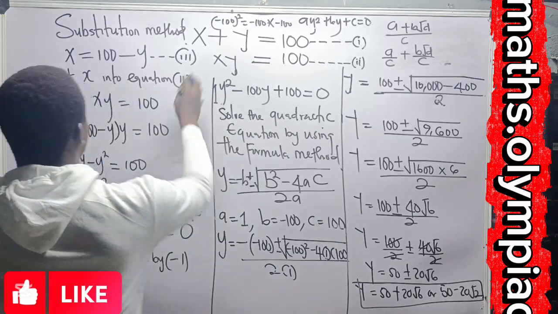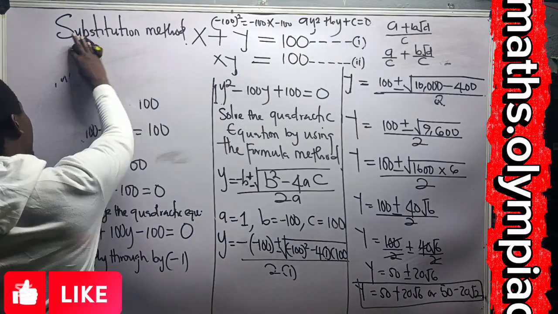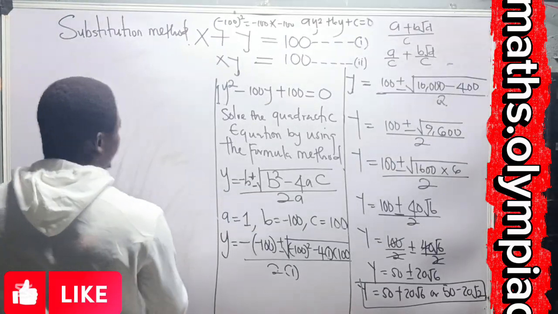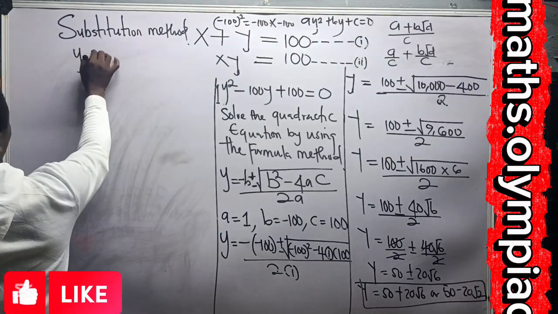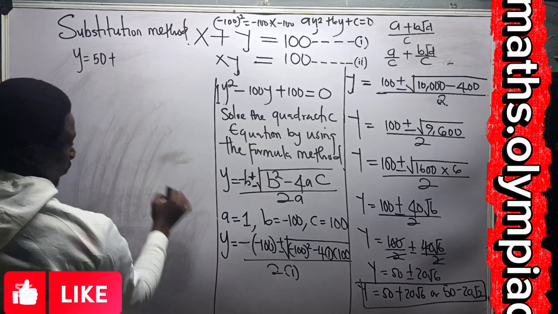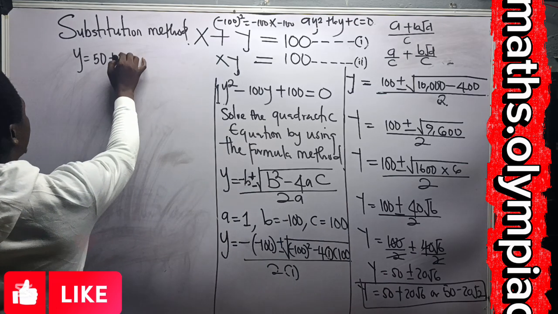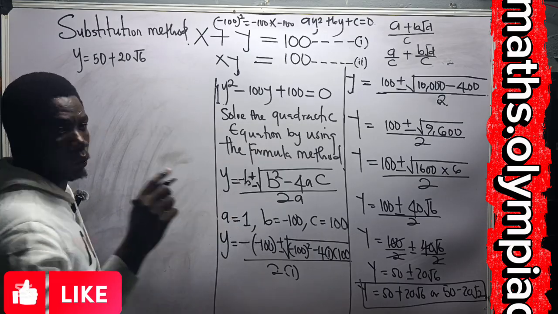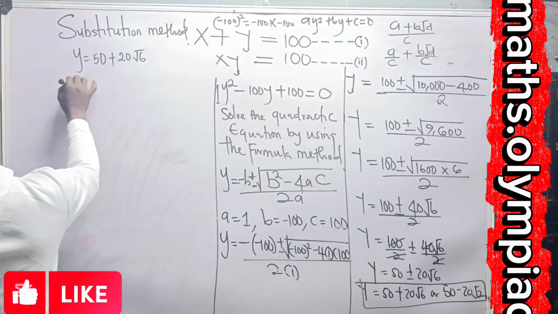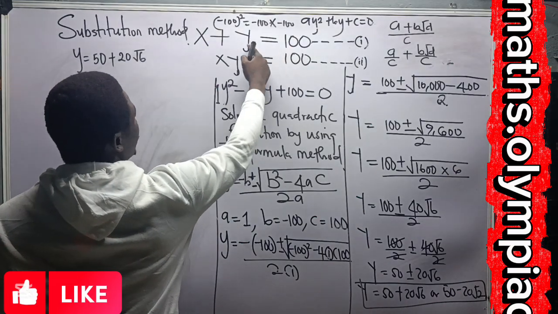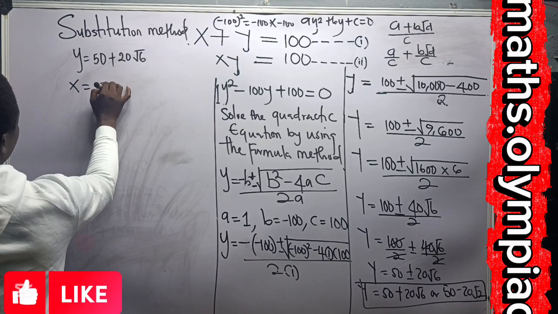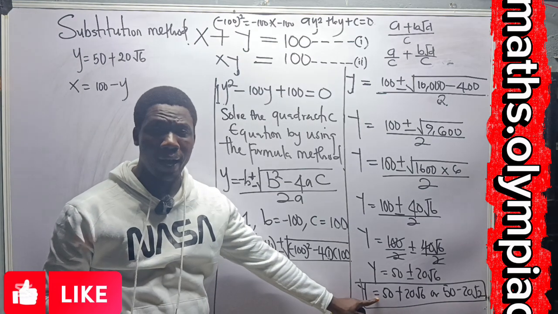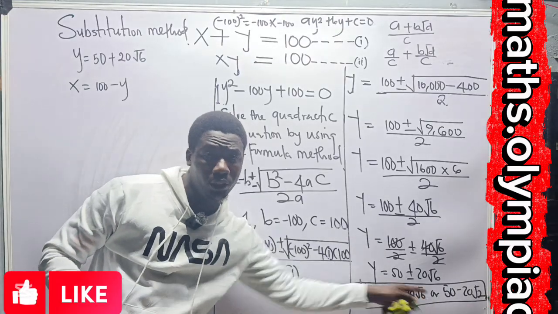Now how do we get the values of x? Let's get the values of x here. Remember that if y is equals to 50 plus 20 root 6, how do you get x from this y? Remember that our x from here was 100 minus y. So 100 minus y, and your y is this. We are taking the first value of y, which is 50 plus 20 root 6.